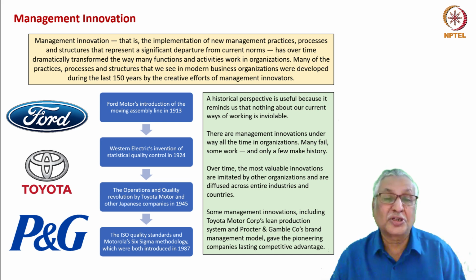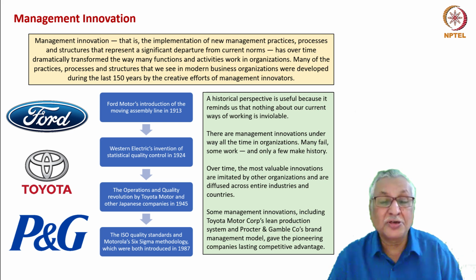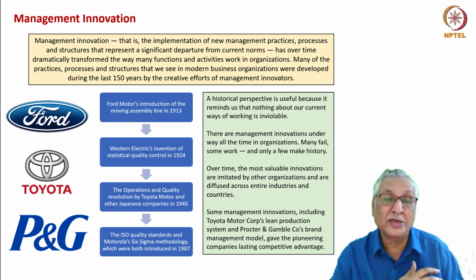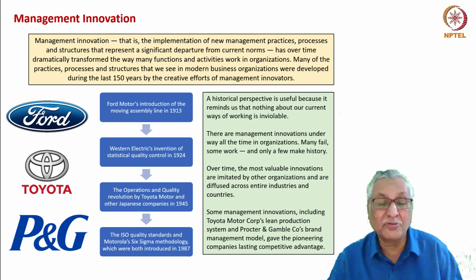Ford Motors' introduction of the moving assembly line in 1913 was path-breaking standardization. Western Electric's invention of statistical quality control in 1924 was a game changer for quality assurance. The operations and quality revolutions by Toyota Motor and other Japanese companies in 1945 not only upgraded Japanese automobile manufacturing practice but gifted an entirely novel and effective manufacturing system to the entire world.